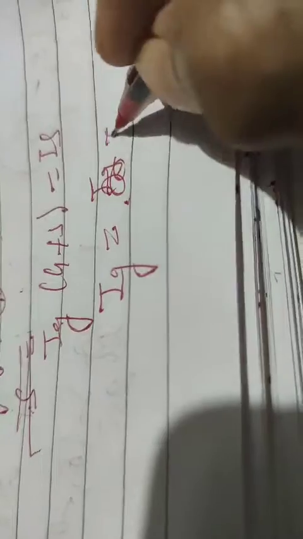What is the value of I, student? What is the value of I? That is, which one can I take, my dear student? IG. So I will find IG. So IG is nothing but IS by G plus S.